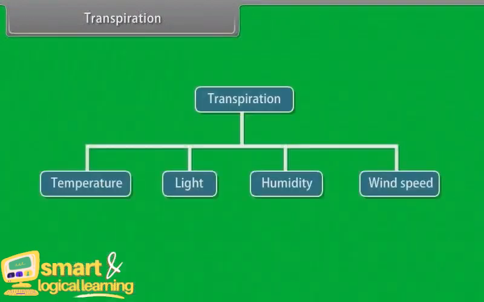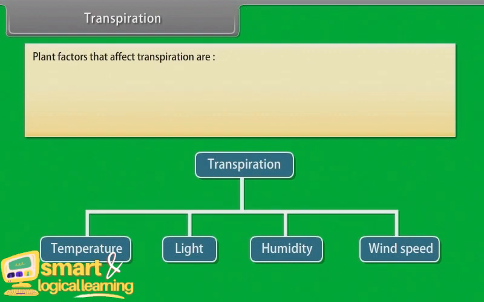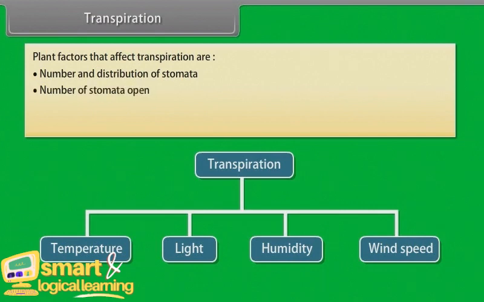Transpiration is affected by several external factors like temperature, light, humidity, and wind speed. Plant factors that affect transpiration include number and distribution of stomata, number of stomata open, water status of the plant, canopy structure, etc.